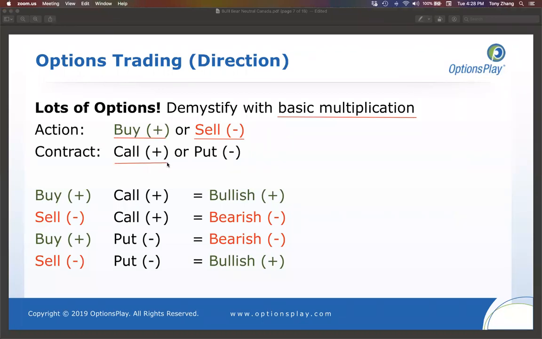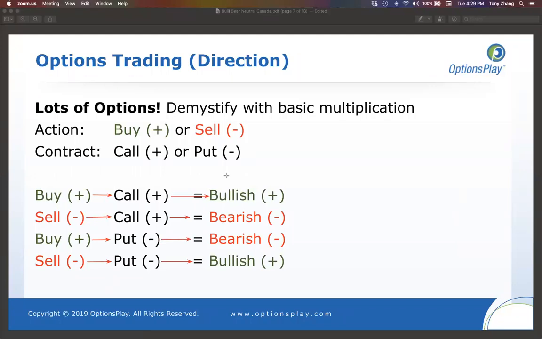So if we assign these values to these 4 contracts, or these 4 inputs, we can easily use multiplication to get a sense for whether a strategy is bullish or bearish, because all we have to do is take the fact that if we multiply a positive with a positive, so when we're buying a call, that's going to be bullish. When we multiply a negative by a negative, so when we sell a put, that's also going to be bullish. But if we sell a call, which is multiplying a negative with a positive, that's bearish. And lastly, if we buy a put, which is multiplying a positive with a negative, that's bearish.